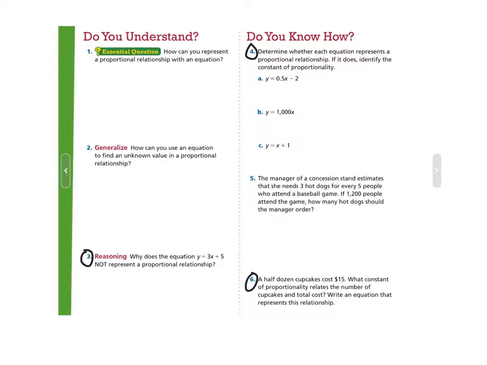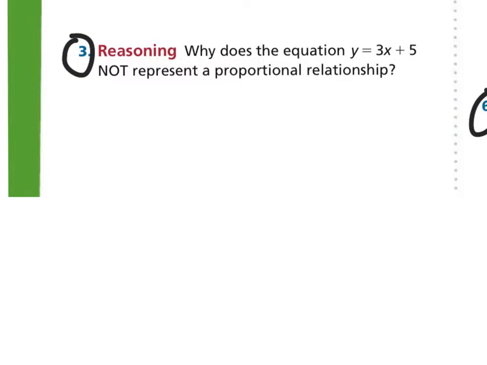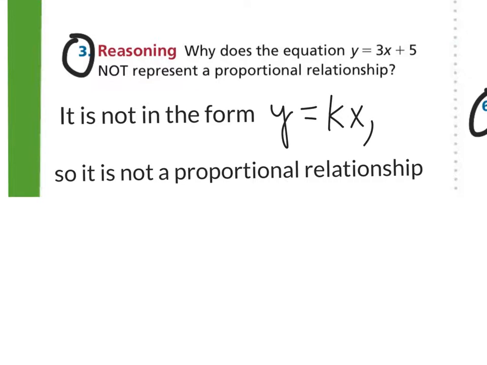So we're going to look at a few problems here on 106, starting with, do you understand number 3? Why does the equation y equals 3x plus 5 not represent a proportional relationship? Basically what it amounts to is that it's not in this form we've been talking about. So it's not in that form, y equals kx, so it's not a proportional relationship. The problem is that we have this plus 5 at the end.